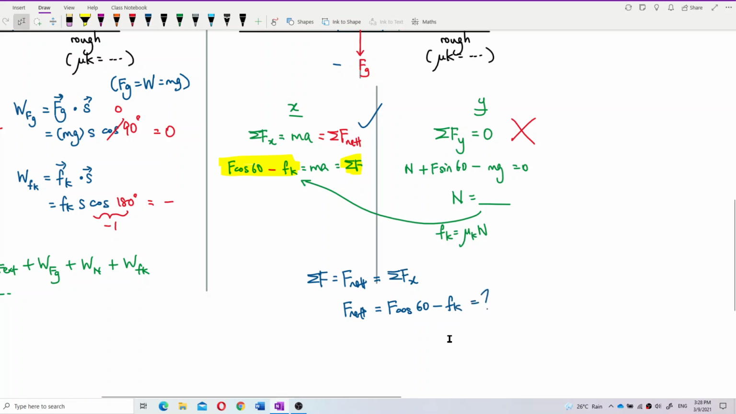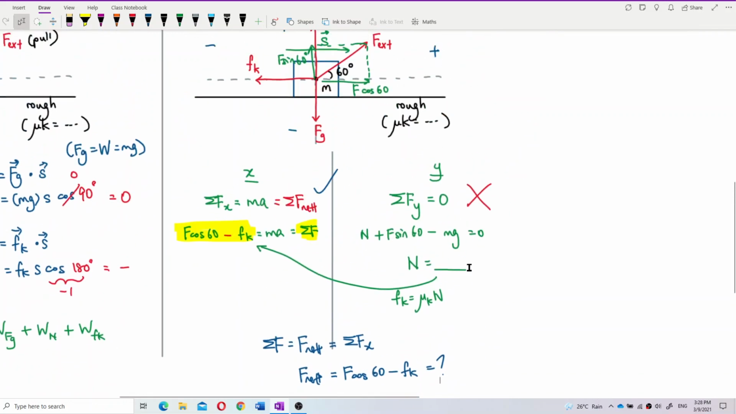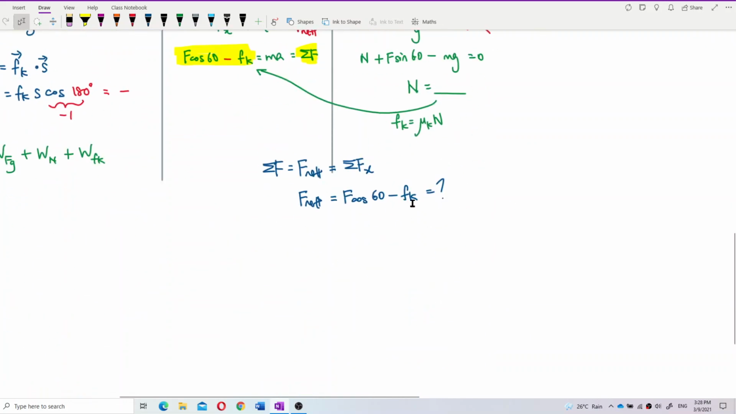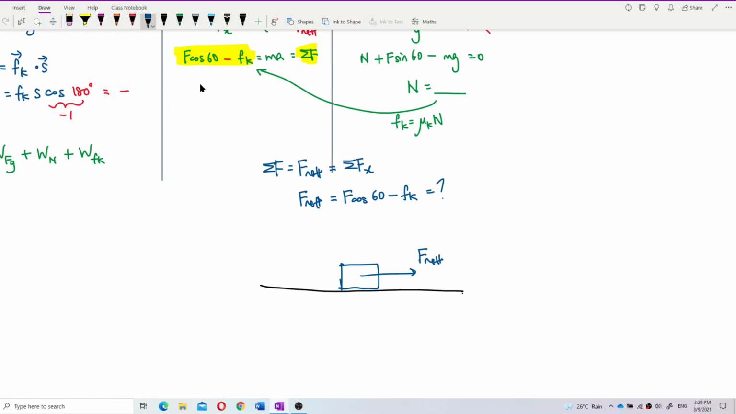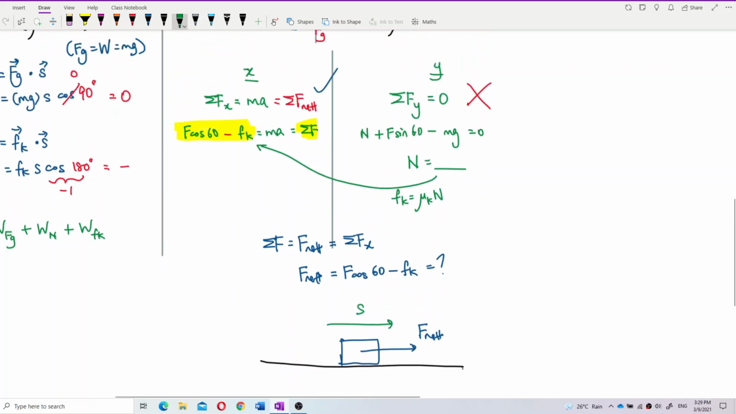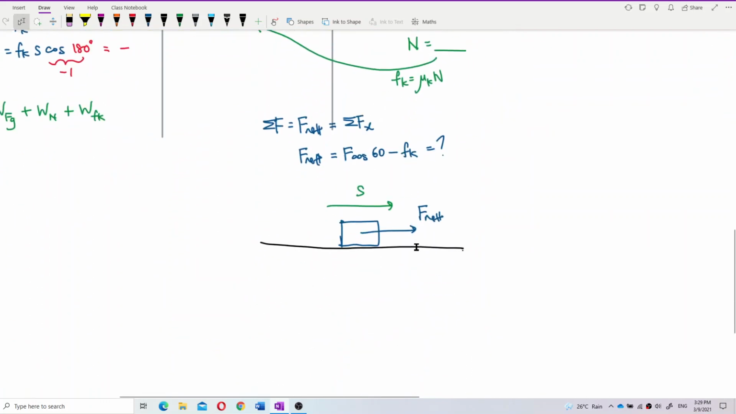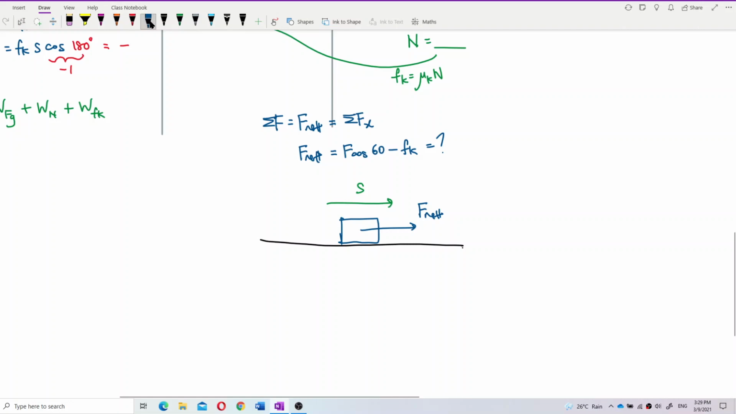Once we get this value of the net force, maybe we can draw it again. If it is a positive value, then we can draw the object on the surface, and our net force is in this direction. And draw the displacement also. Displacement is to the right. Very easy. Later on we want to find the net work done.